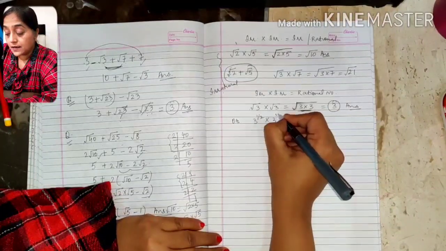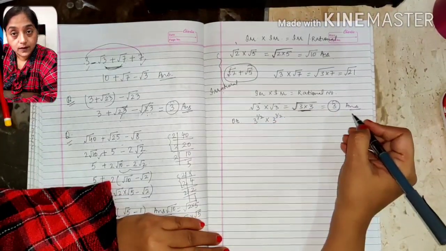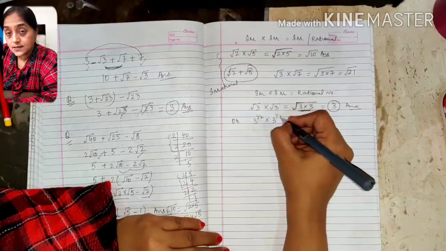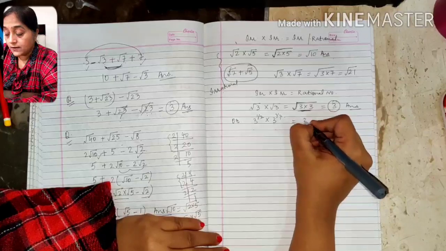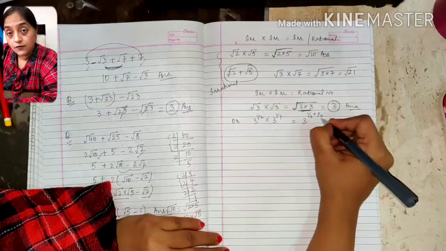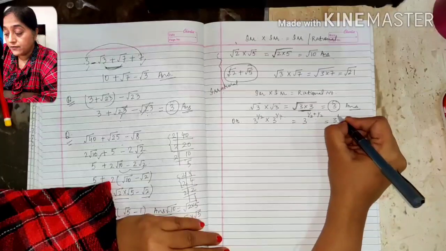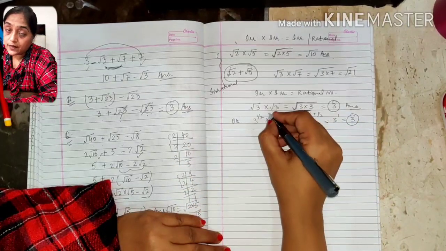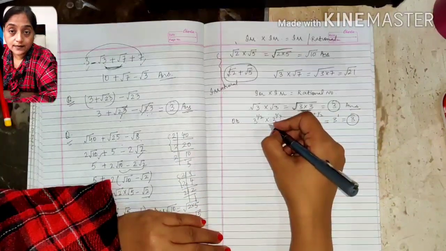Again, this 3 can be written as 3 raised to the power 1 by 2. When the bases are same, powers can be added up. So I will write 3 raised to 1 by 2 plus 1 by 2. Half plus half makes what? 1. So your answer comes out to be 3. You can understand it either way.